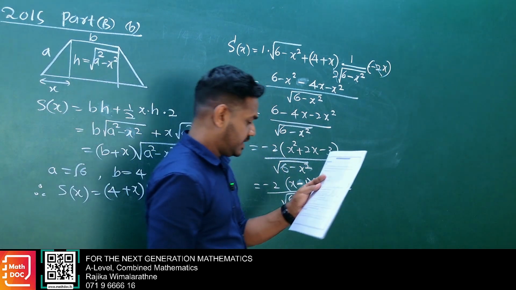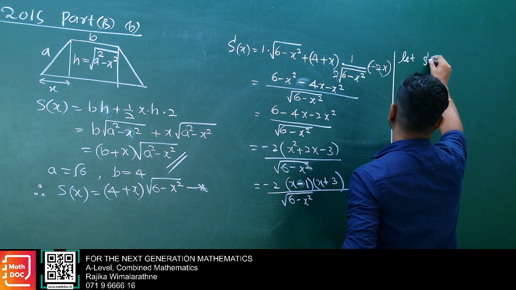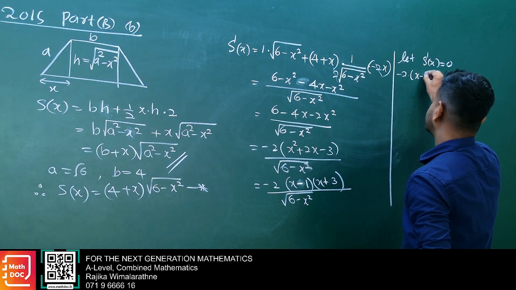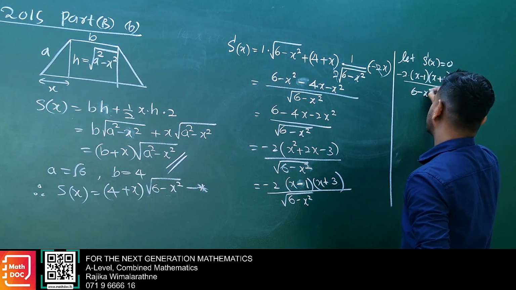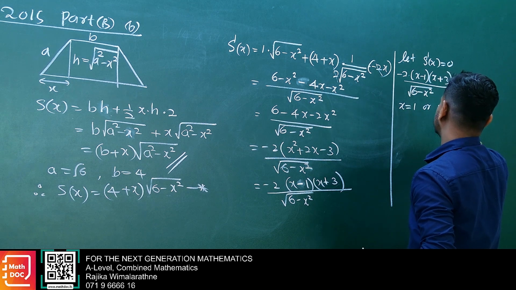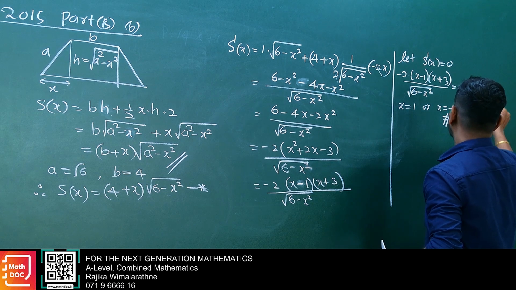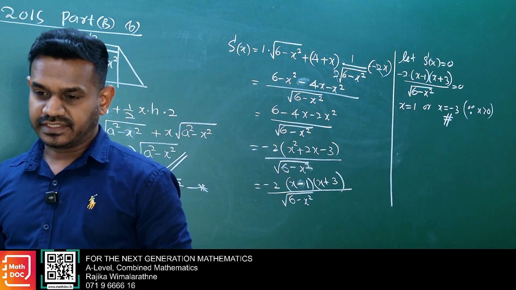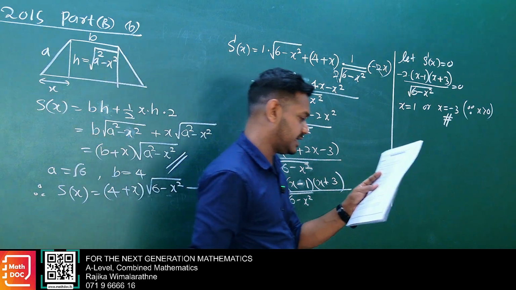Now let S dash X equal 0. Therefore minus 2 times X minus 1, X plus 3, over square root of 6 minus X squared, equals 0. Then two possibilities: X equals 1 or X equals minus 3. But minus 3 is impossible, no? Because X is greater than 0. Since X is positive, take only the positive value and remove the negative value.